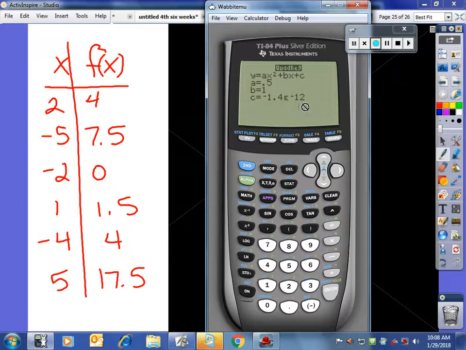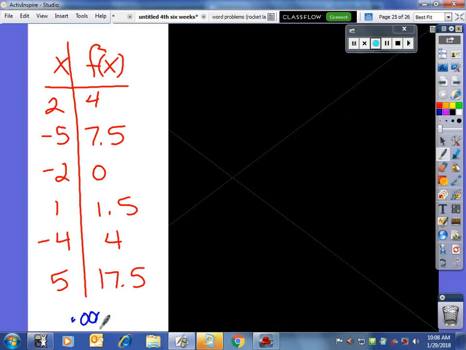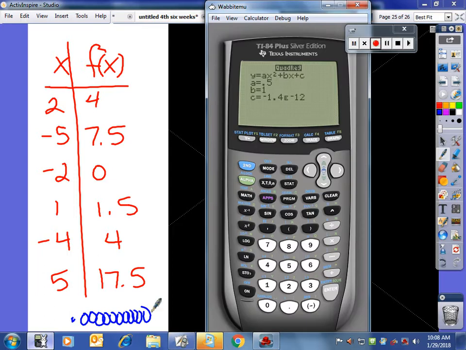This is scientific notation. And honestly, the value of C is really a 0. 1.4 e to the negative 12. Let me show you what that means. It really means you've got a decimal point followed by 11 zeros, and then 1, 4. It's scientific notation, which you probably saw in 8th grade. It's a very, very tiny number, and this one happens to be negative.